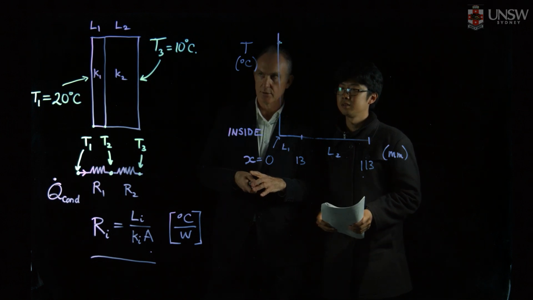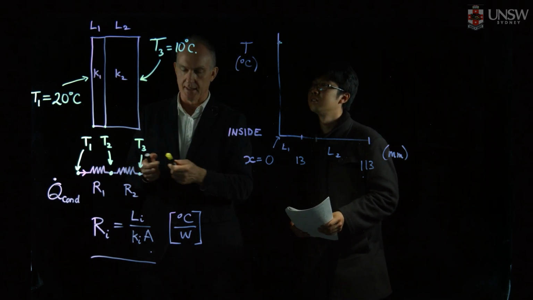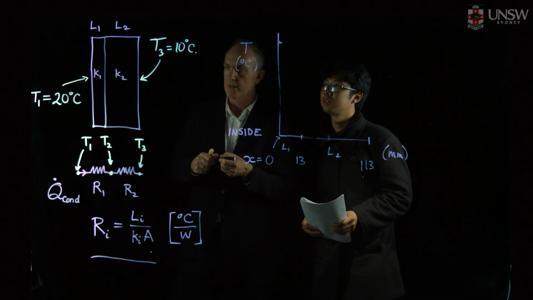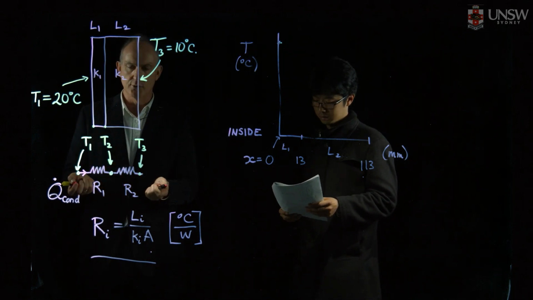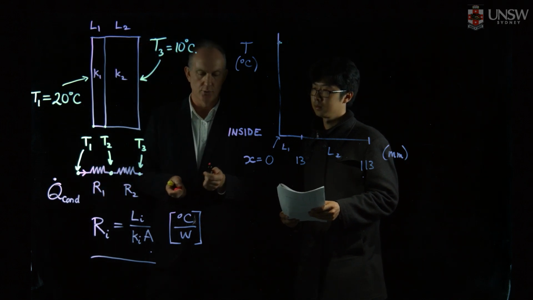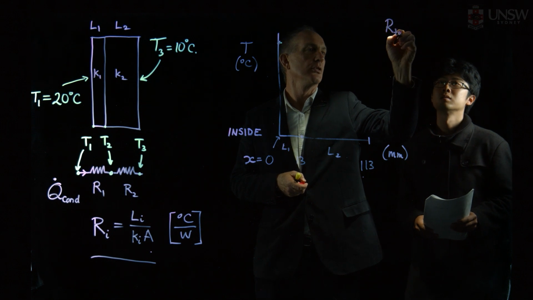So let's just look at a two-layer wall now. We'll have one layer with gyprock and the second layer with brick. And so now we're just considering our thermal resistance. We just have two layers, R1 and R2. So let's just write that down. We want to know what's the total thermal resistance.